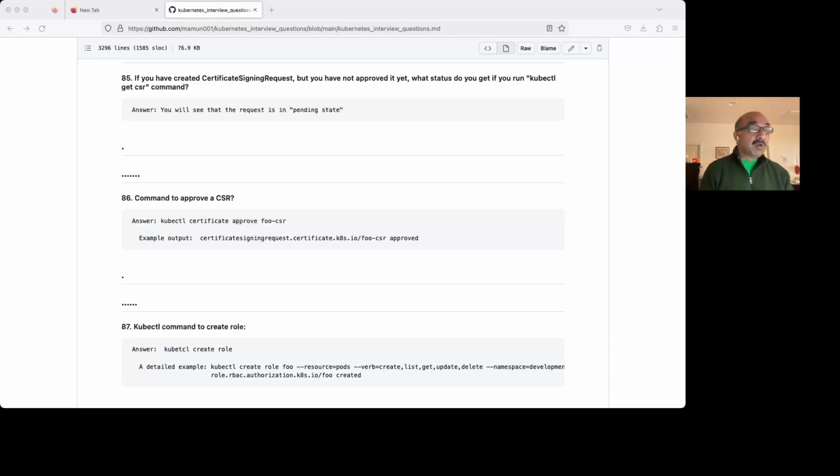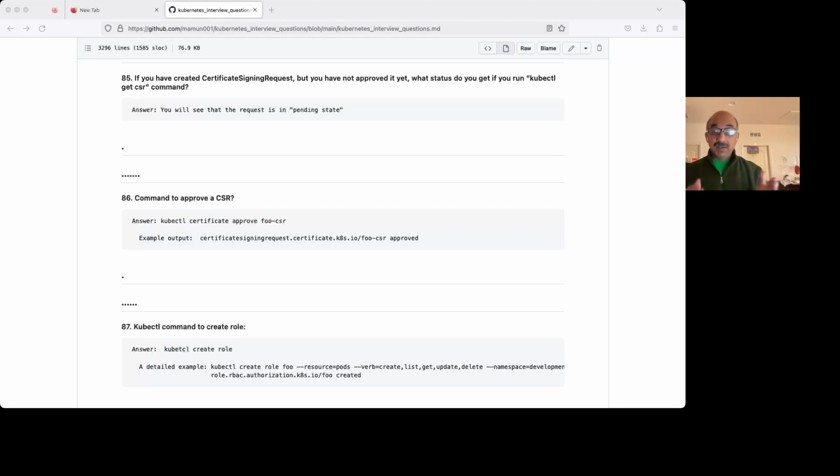Next question: what's the command to approve a CSR? Again, the interviewer is not really looking for the command per se. He or she is looking for the fact that you have some hands-on experience with Kubernetes, so you don't struggle with these questions. So the answer to this question is basically kubectl certificate approve, then the name of the certificate.